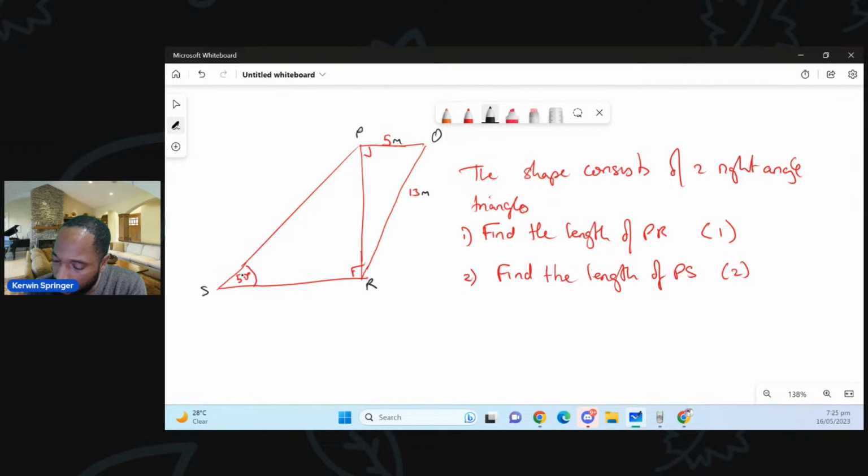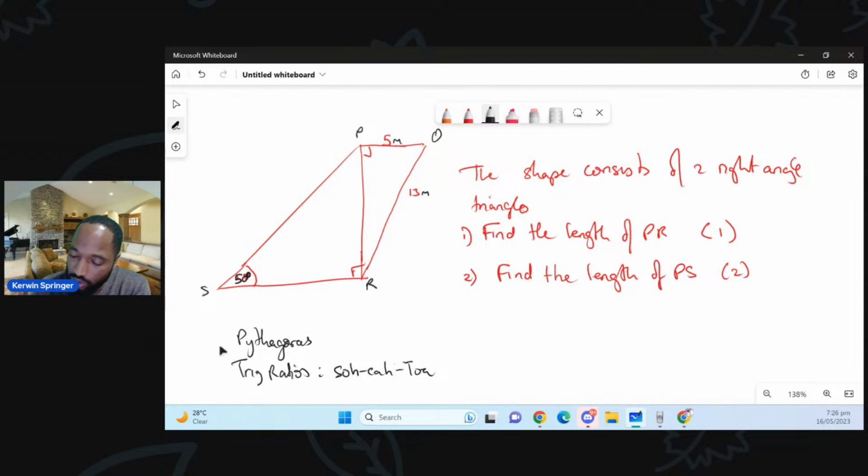So mid-level trigs in section 1 would usually test 2 things. It will usually test Pythagoras theorem or trigonometric ratios. We don't really call it that. Everybody just refers to it as SOH-CAH-TOA. So it's usually one of these two. So finding length PR, how to know which one to use?